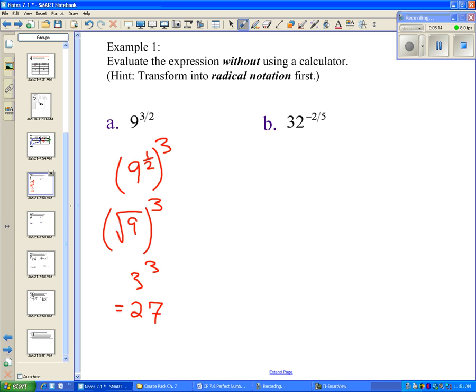I can kind of use what I know. I know that the 1/2 power is square root. I can take the square root of 9. So the square root of 9 is 3. 3 to the third is 27.